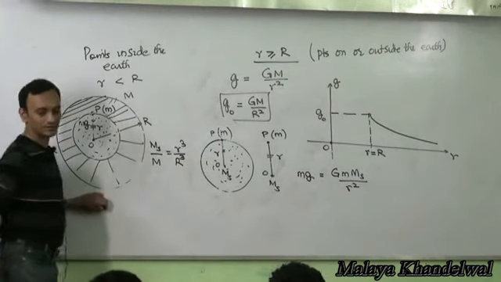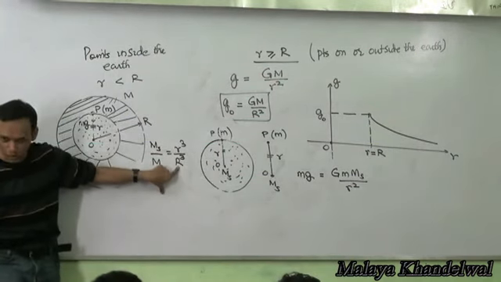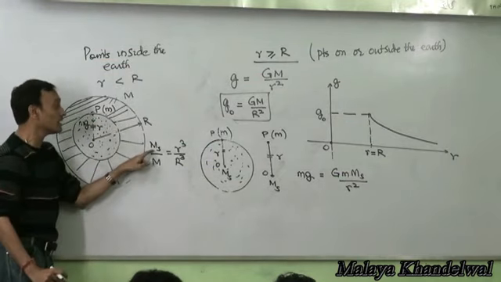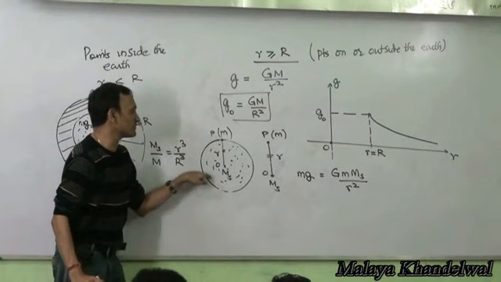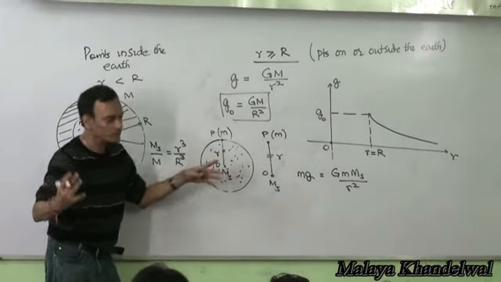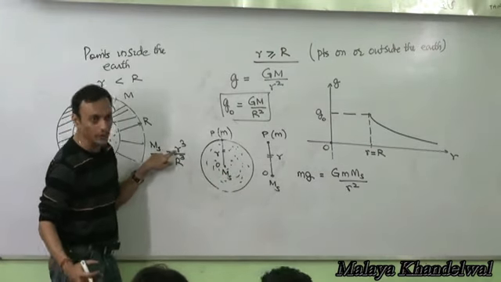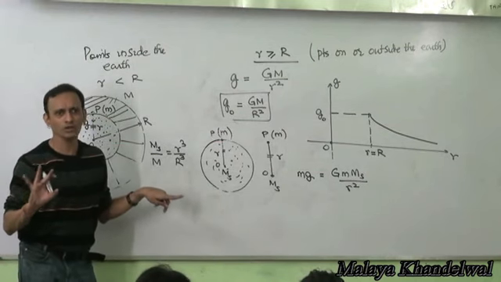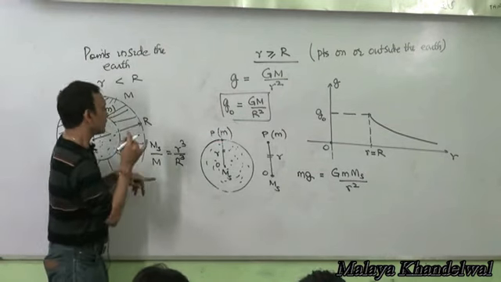Could this be said? Capital M is the total mass, which will be proportional to capital R cube. ms is the mass of a sphere of radius small r, same density, so it will be proportional to small r cube. I hope you understand this. Not very sure about this?